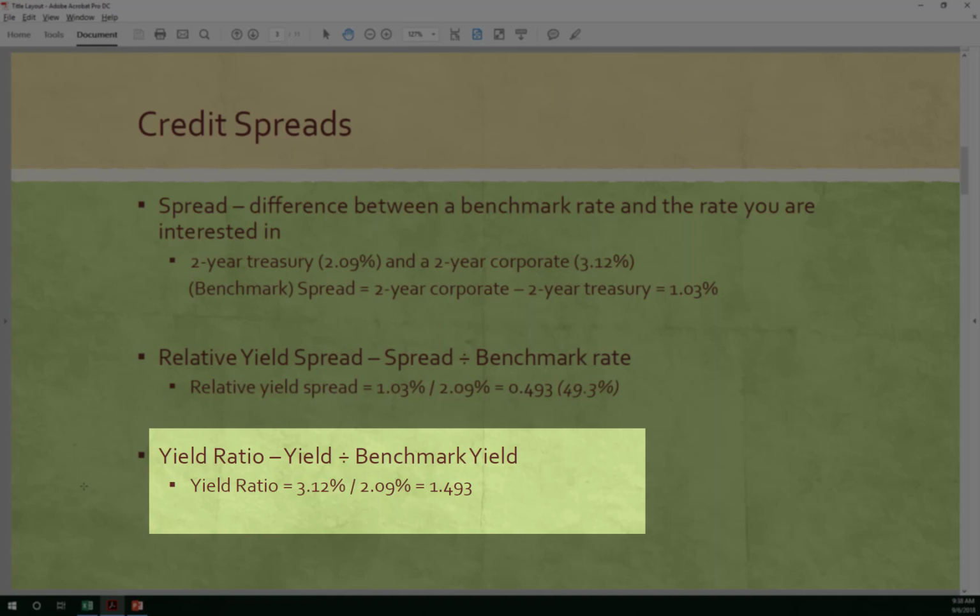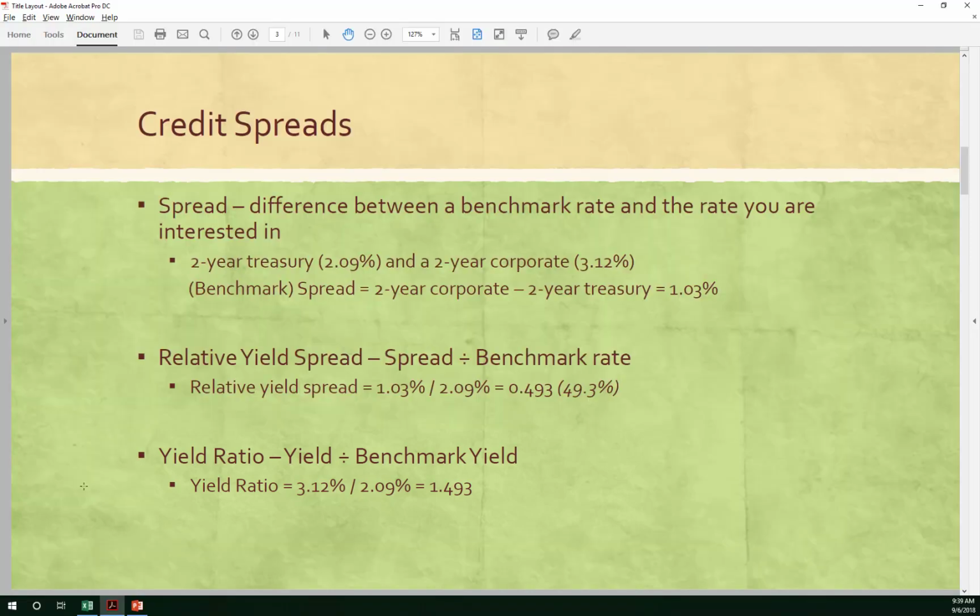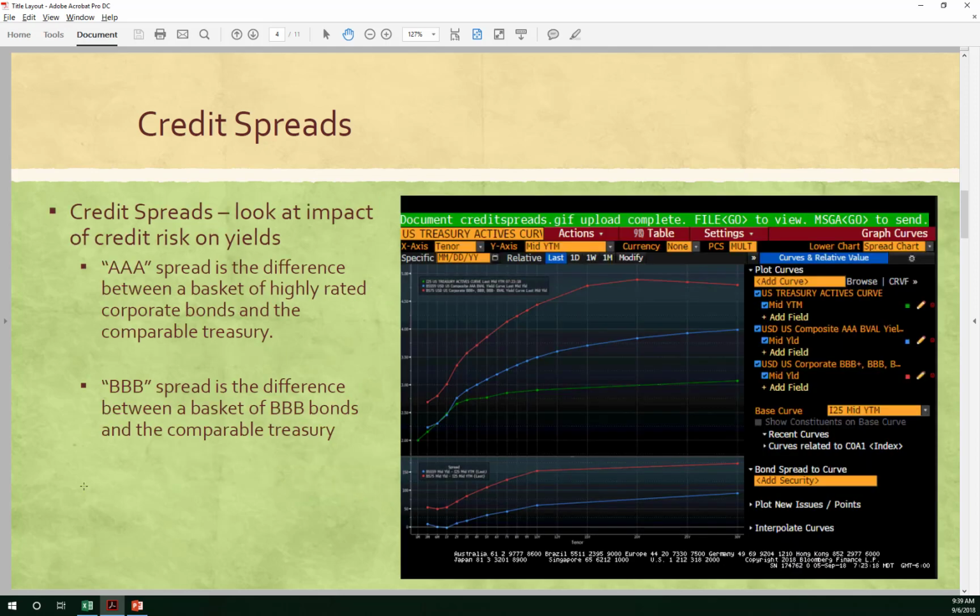So we're going to have this result here, 3.12% divided by 2.09, we get 1.493. Basically it's saying the same thing that we looked at before. It's 49.3% bigger to have the corporate security. The yield is 49.3% bigger for the corporate than the Treasury. All right, let's move on here and look at some credit spreads.